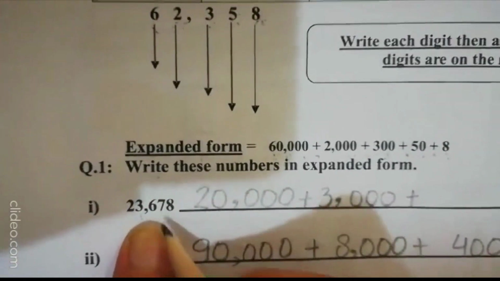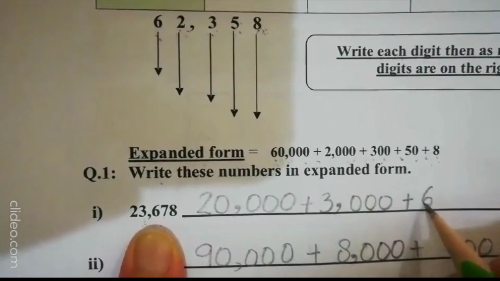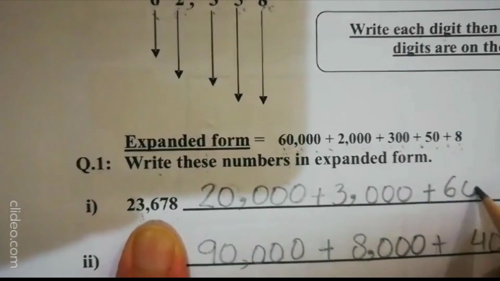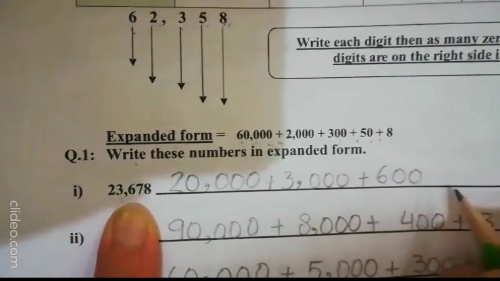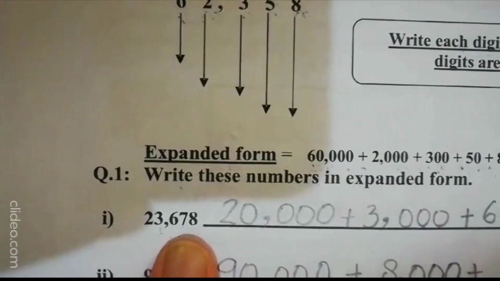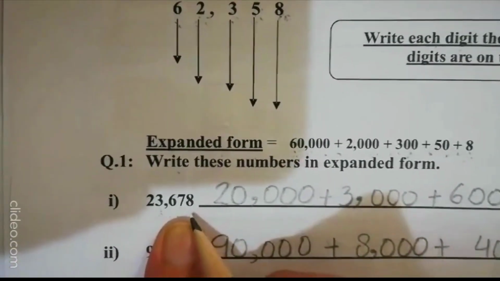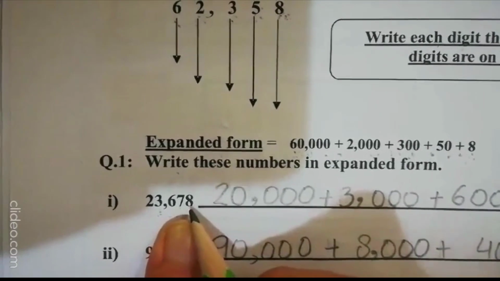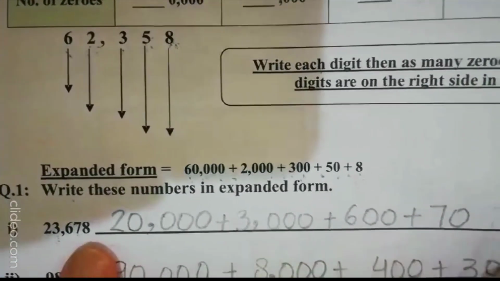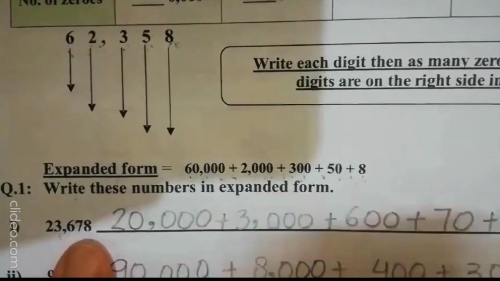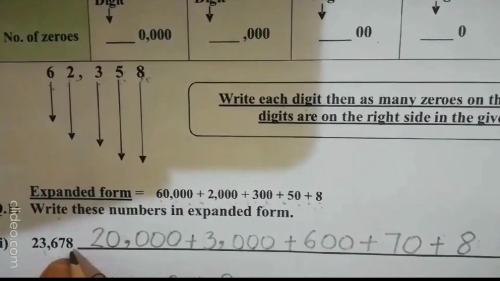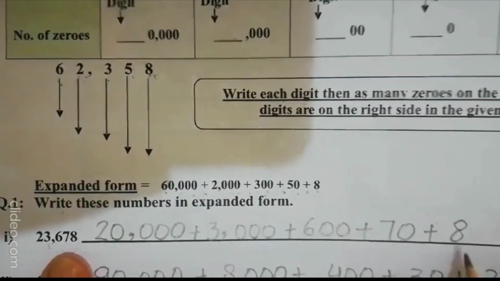Plus next digit is 6. How many zeros will come? 1, 2. 2 zeros will come. It will become 600. Plus next digit is 7. How many digits are left after 7? 1. So 1 zero will come. It will become 70. Plus last digit is 8. There is no digit after 8, so 8 will come as it is.